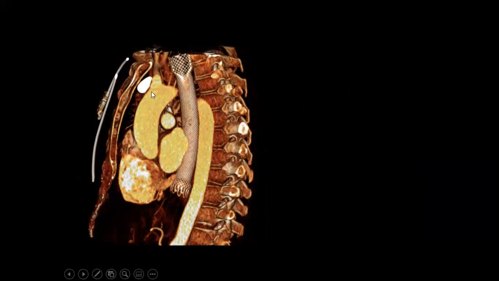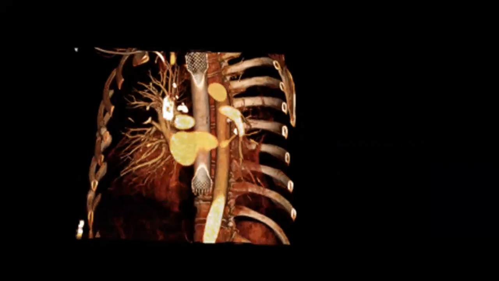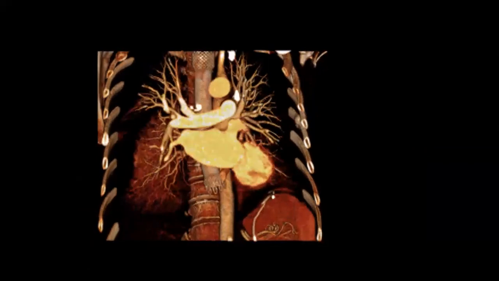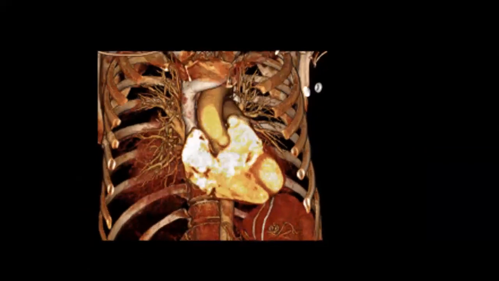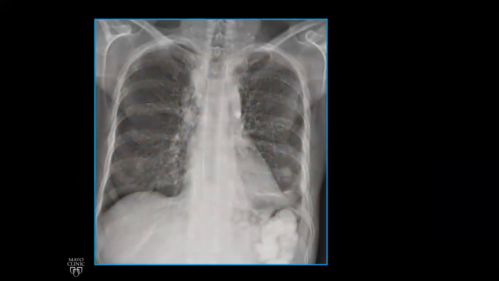Left atrium, ascending aorta, right pulmonary artery, descending thoracic aorta. We rotate around to the front. You can see that stent posterior to the left atrium. We fill in. Put the radiograph back there. There's our esophageal stent.